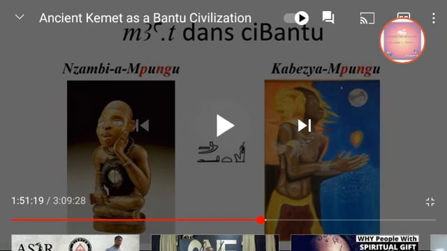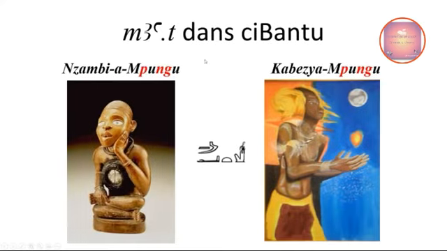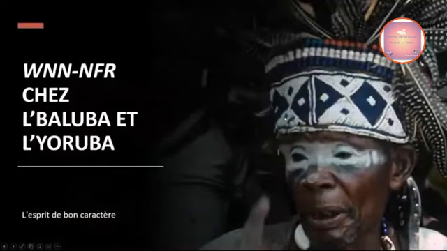Zambia and Pungu. Well, let's listen to a little bit more. Pungu. These are actual names for the divine in Congo, in Bantu-speaking Congo.